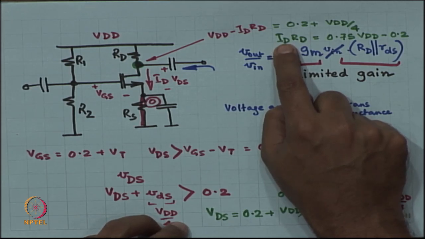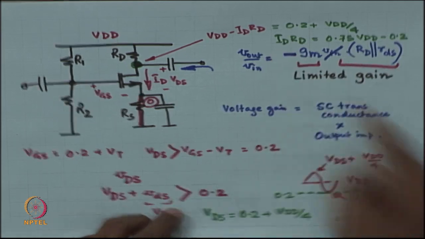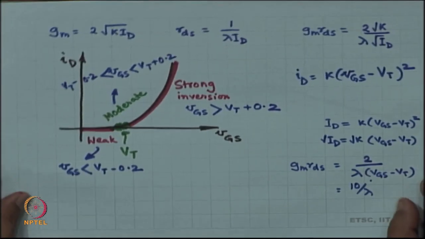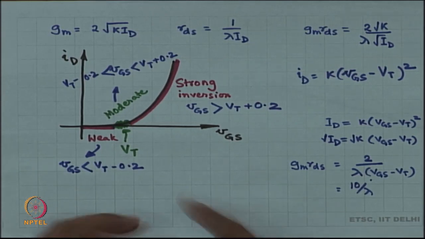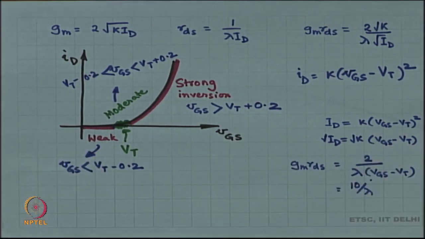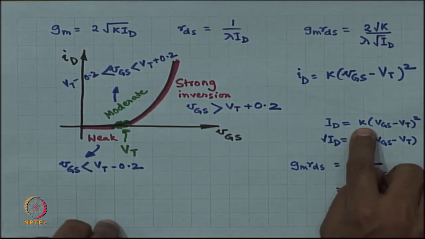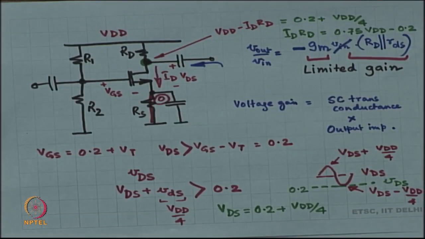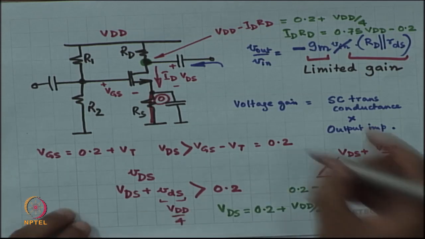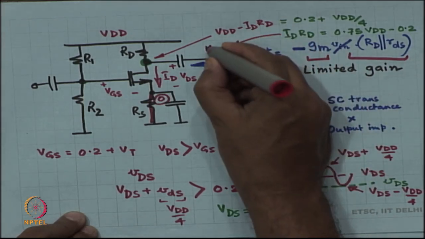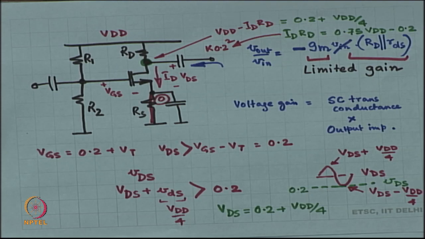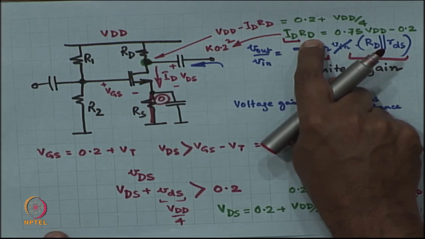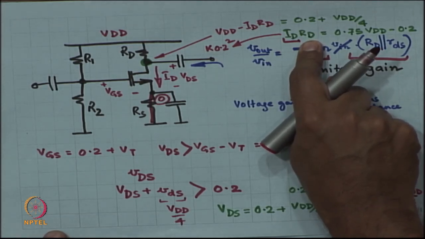Okay. But ID has a lower limit, does not it? ID has a lower limit, we just saw in the earlier one, right. To remain in strong inversion, ID, I mean VGS minus VT has a lower limit, right. So, ID has a lower limit, k times 0.2 squared is the lower limit for ID. So, this ID over here is nothing but k times 0.2 squared. Right. What I am trying to drive at is that there is a limit to how large RD can be. RD can't be infinite.